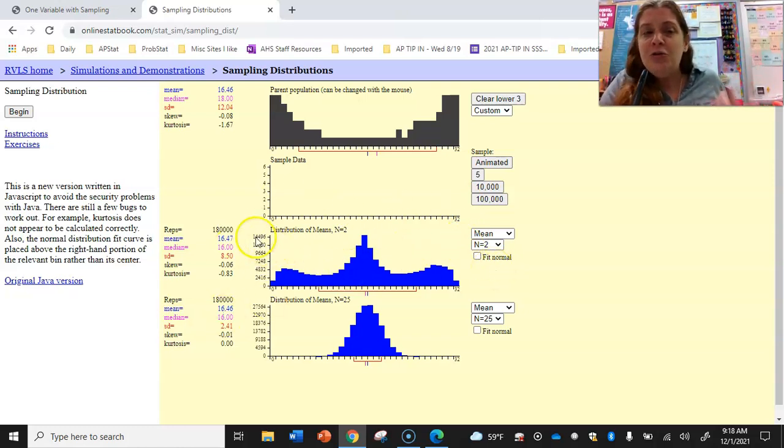Standard deviation is huge, but the mean went from 16.46 to 16.47. The mean is still spot on. The standard deviation is smaller. We went from 12 down to 8, but it is still not the same. Okay, but notice by the time we get to 25 that it looks approximately normal. All right, so here's the deal.